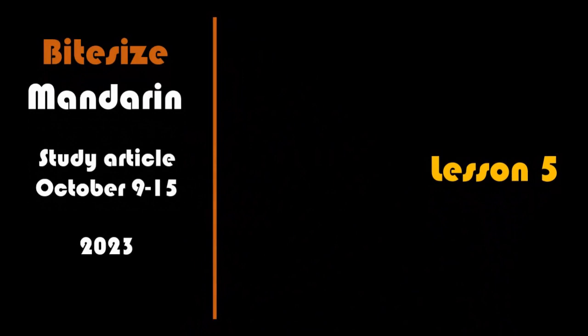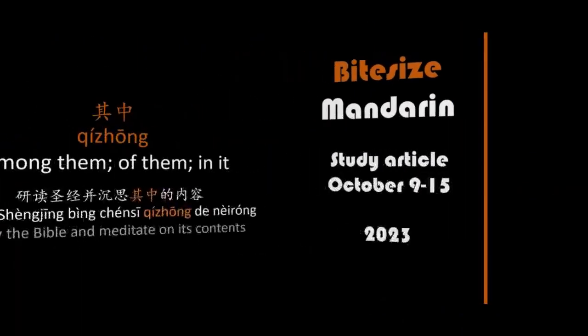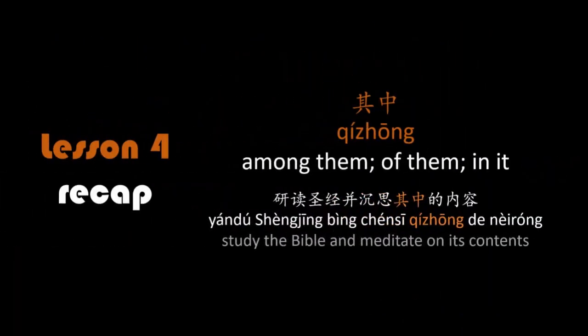So let's jump right in with a recap from the last lesson. So as you might remember, 其中 means among them, of them, or in it. An example sentence, 研读圣经并沉思其中的内容. Study the Bible and meditate on its contents.